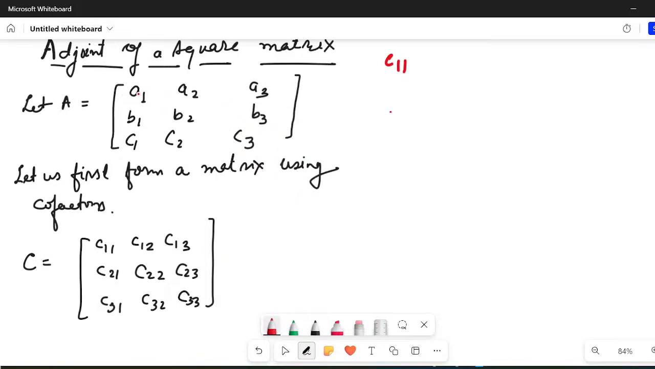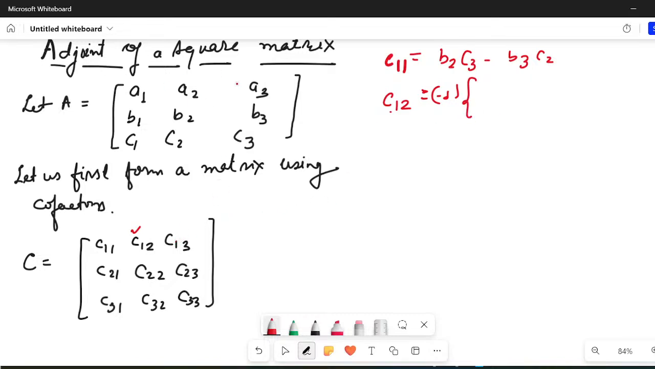So you have to find the minor through A1. For that, delete the row and the column in which A1 belongs and take the determinant of the submatrix. So this will be B2 C3 minus B3 C2. What would be C12? For this you have to multiply with minus 1. Remember, because 1 plus 2 is 3. So minus 1 into what would it be?